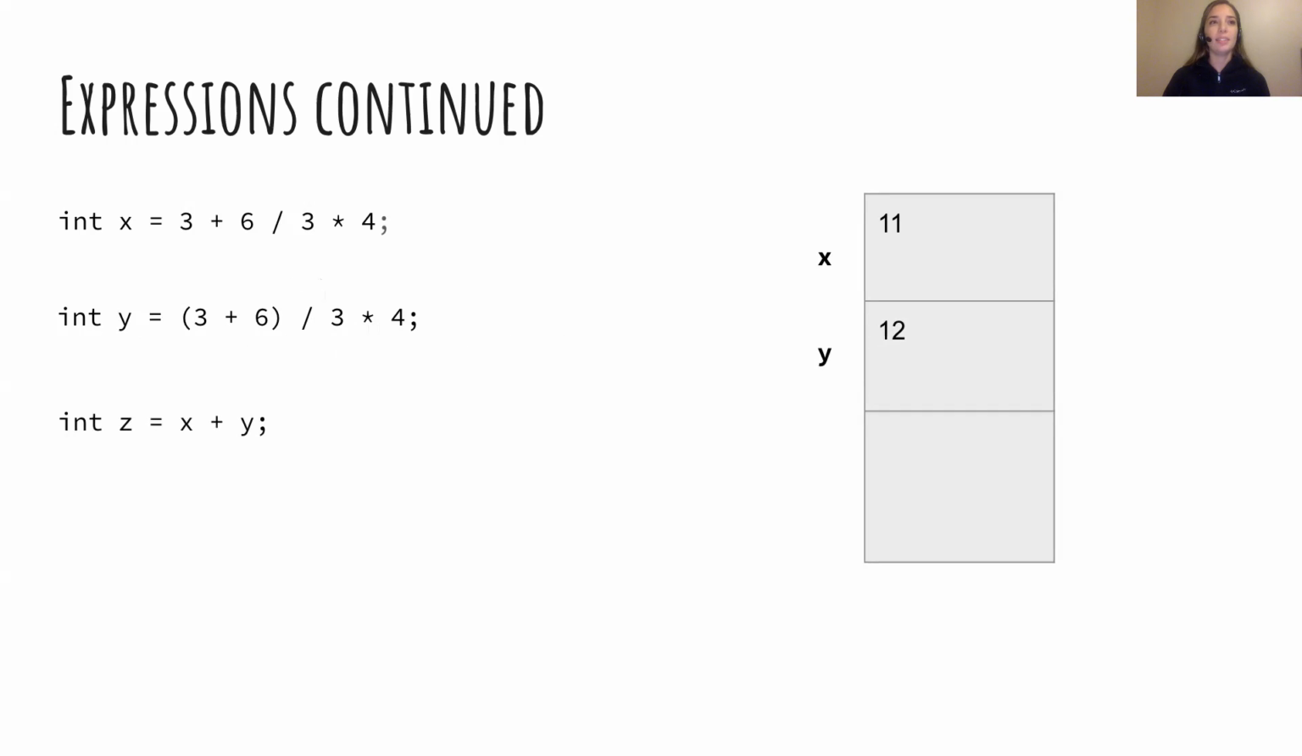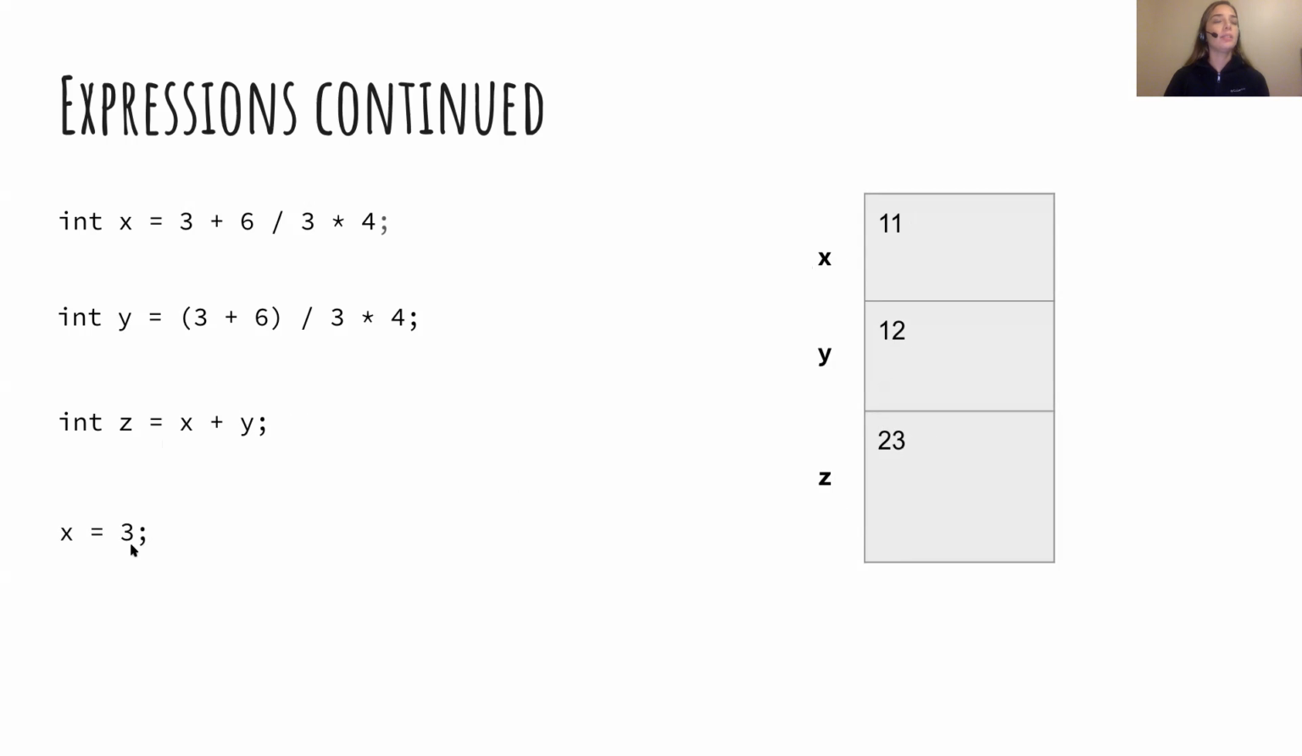Now we have int z equals x plus y. So what this is going to do is it's going to grab whatever the answer to this is, and it's going to throw it into a variable z. So here we look up x. x is a variable. We check what the value of x is, and it's 11. So we're going to say 11 plus, same thing here with y, 12, and we will store that 23 in z.